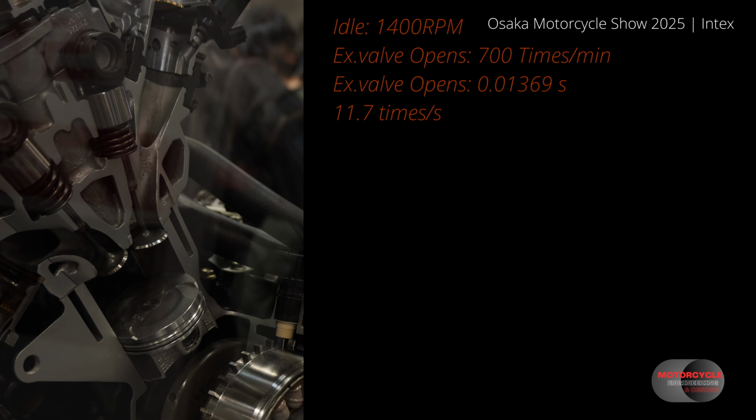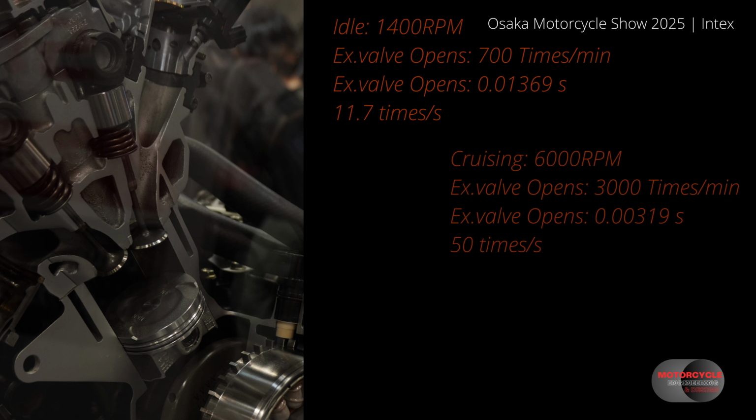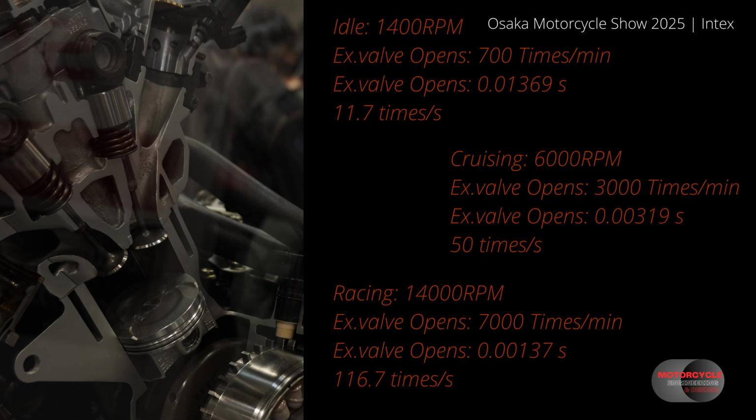For an engine idling at 1400 RPM, the exhaust valve is going to open roughly 12 times per second at 13.7 milliseconds. When cruising at 6000 RPM, we'll be opening around 50 times per second, that's 3 milliseconds, and then at 14,000 RPM, we'll be opening about 117 times per second, down at 1 millisecond.